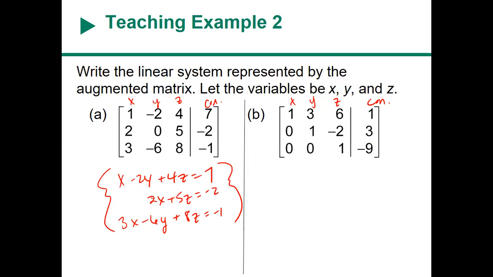All right, I want you to take a moment and do B, and then we will check.